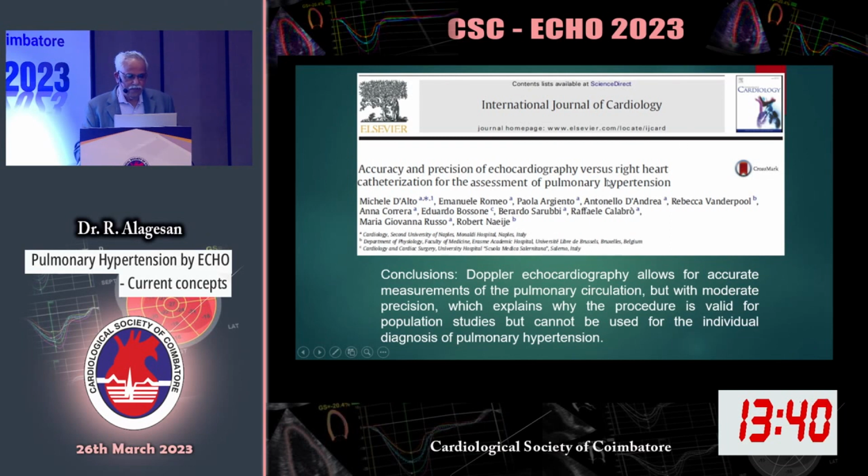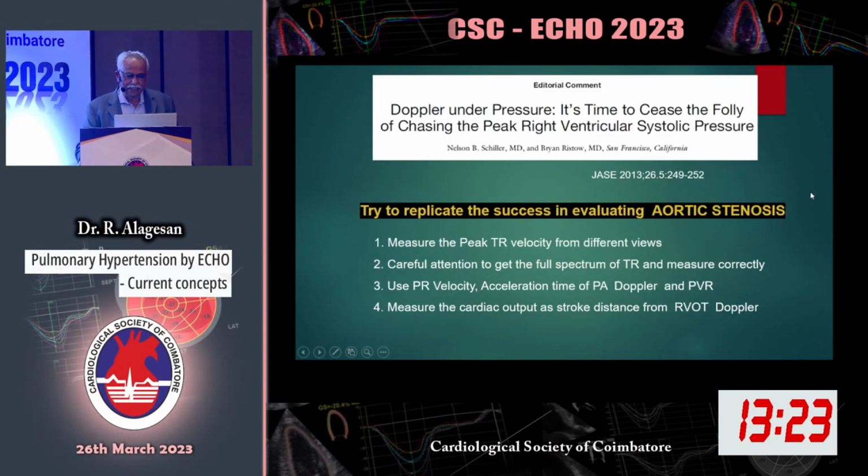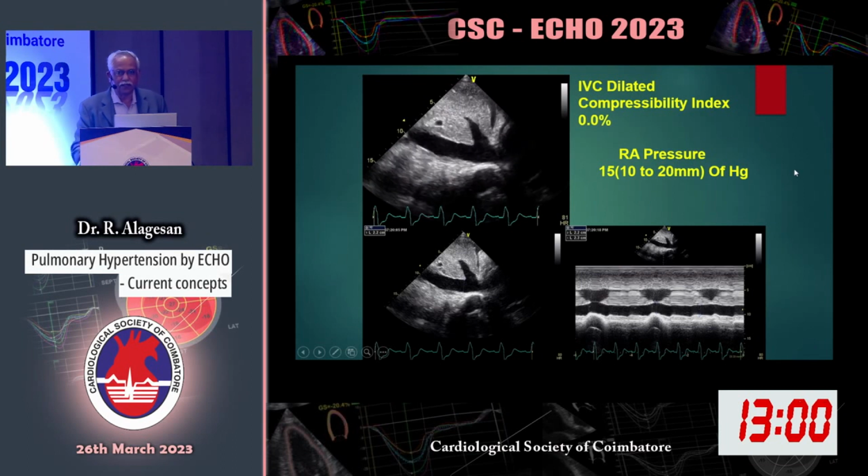But later it was found out that the accuracy and precision of echocardiography versus right heart catheterization for assessment of pulmonary hypertension, even though echocardiography is able to give you the diagnosis whether pulmonary hypertension is present or not, in a given case it may not exactly measure the pulmonary artery pressures. So this was again discussed in one of the editorial comments. To succeed in deciding about pulmonary hypertension by measuring the velocity, we have to go methodically, as we do in aortic stenosis. We go methodically, look at the LVOT diameter, V1, V2, etc. It's like that we have to go.